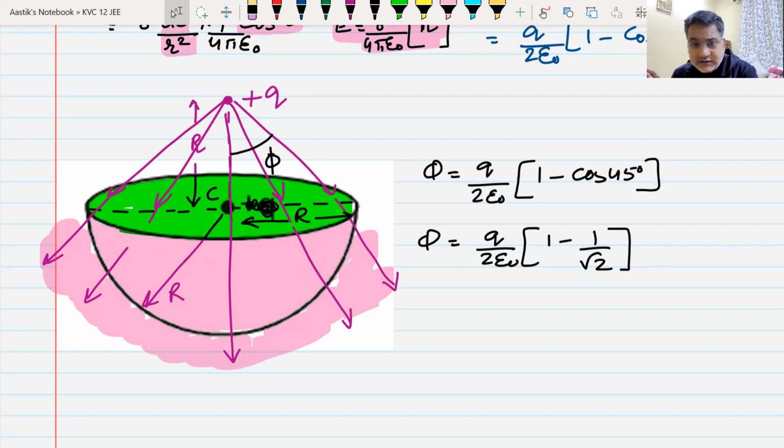Remember this? This surface was placed in a non-uniform field. There was no net charge inside it, therefore the flux was 0. Do we understand this? Are you getting my point, bacha?